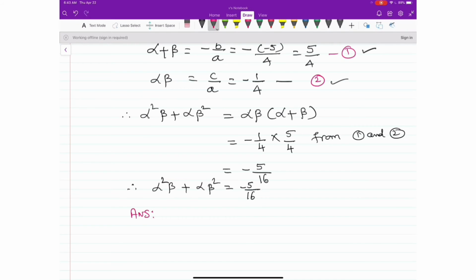Answer: the value of alpha square beta plus alpha beta square is equal to minus 5 by 16. So, this will be your final answer.